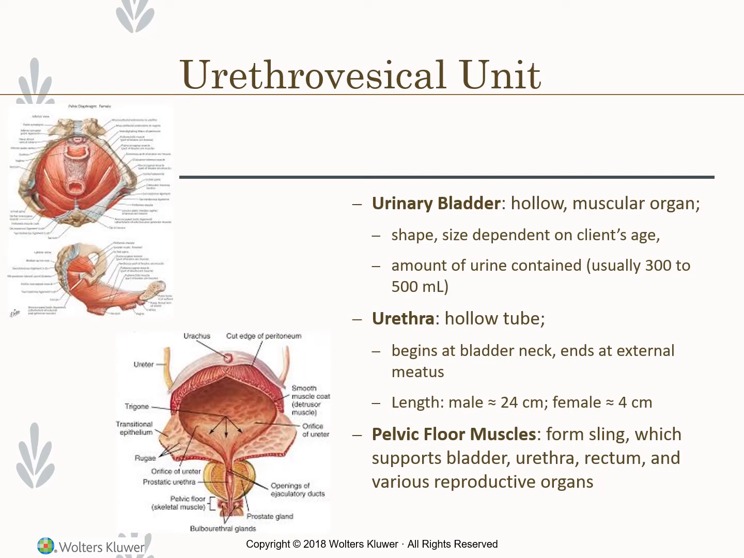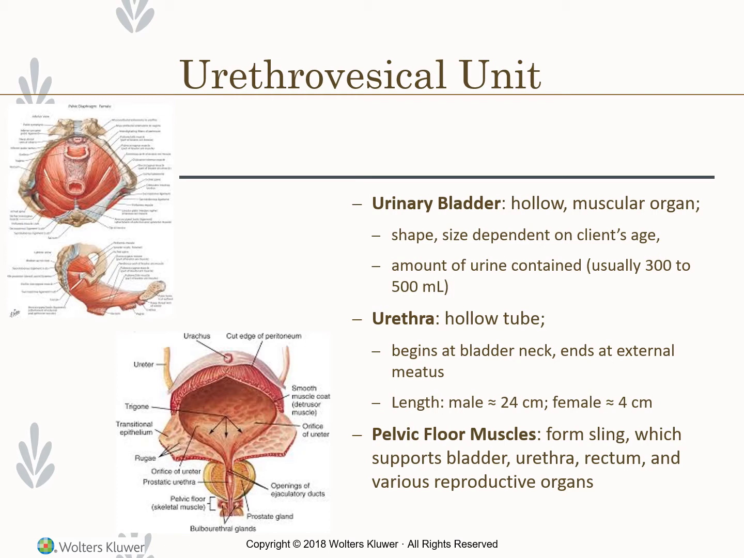Bladder, urethra, and pelvic floor. The bladder, urethra, and pelvic floor muscles form the urethrovesical unit. The urinary bladder, located just behind the pubis, is a hollow, muscular organ. Its shape and size vary with the amount of urine it contains, as well as the person's age. In general, the adult bladders hold 300 to 500 milliliters of urine.